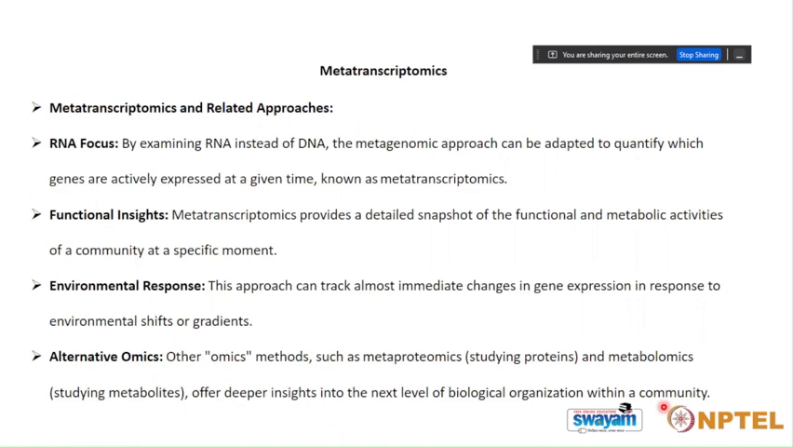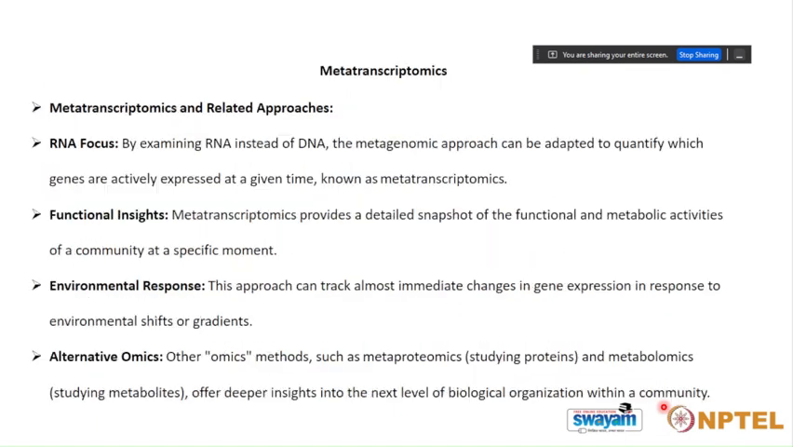So metatranscriptomics is an alternative to metagenomics, in which we rely on RNA-based studies instead of DNA. By studying the RNA, we can get functional insights. Other than metatranscriptomics, approaches like metaproteomics and metabolomics can also be considered as alternatives to metagenomics. These omic-based approaches help in understanding the metabolism and also the response of different microbial communities towards environmental conditions.